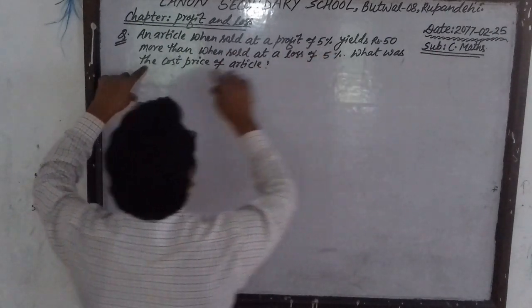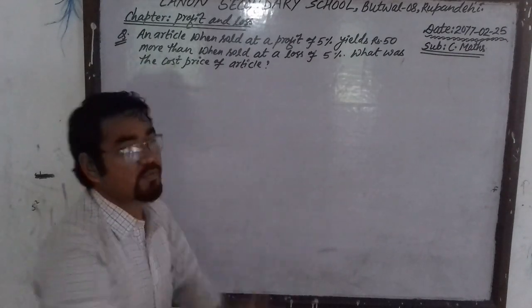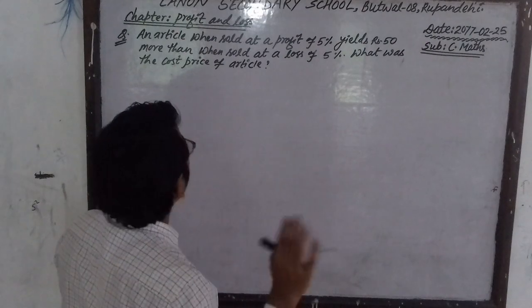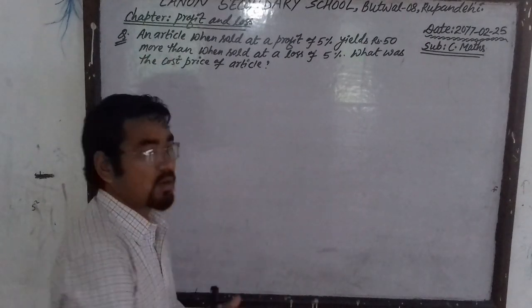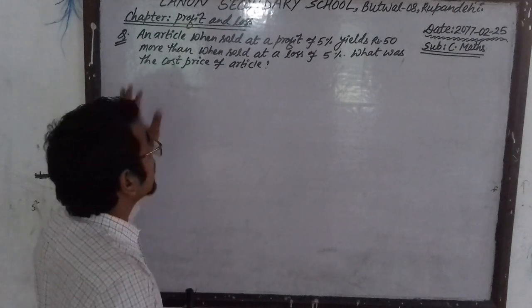So, what was the cost price of the article? Cost price, CP, we have to find here. Everybody understand this is a word problem, a verbal problem, so there may be confusion. First of all, read the question properly.